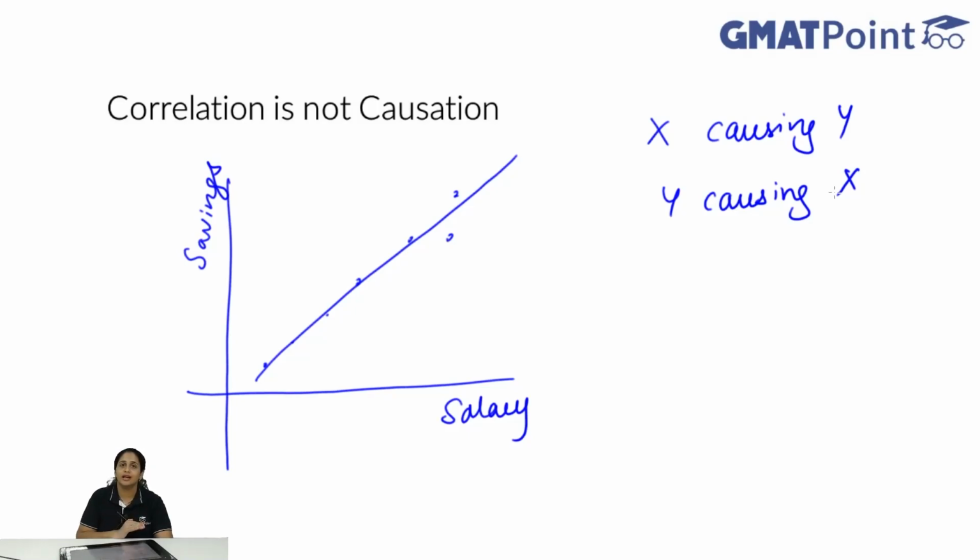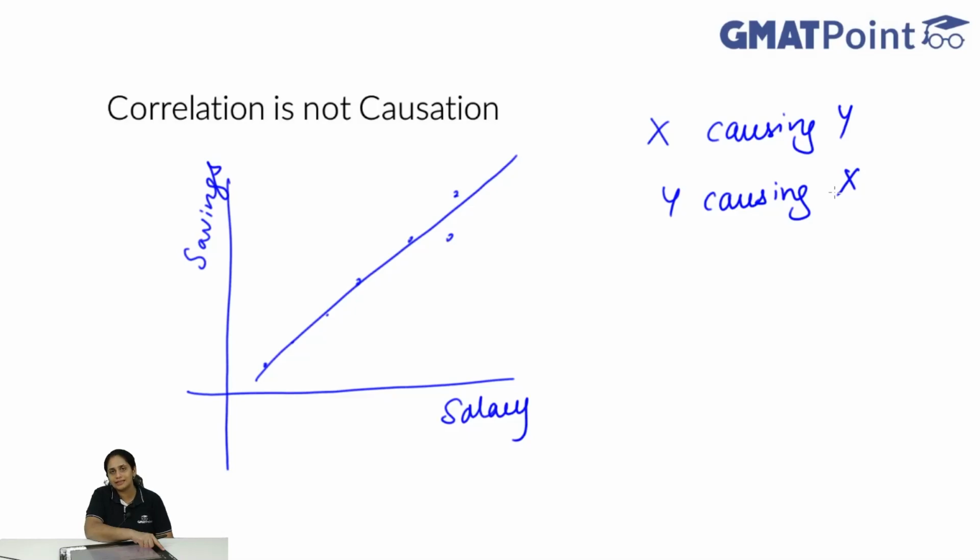So essentially, the trap they might set in GMAT is that they will give you sentences like, in general, we can say that X is causing Y. Can you say that? No, you cannot infer anything about causation based on the correlation. The only thing you can say is that they are likely to occur together, but that X causes Y, we can't really say. So this is the basic idea behind correlation is not causation.